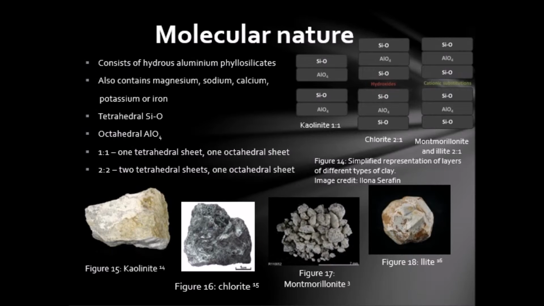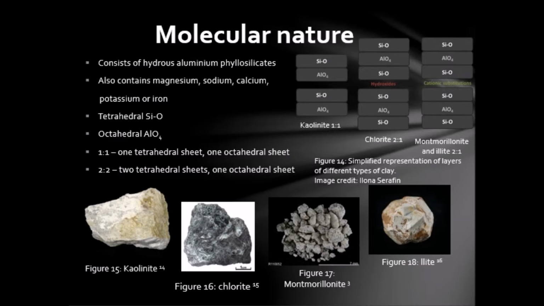Clay consists of hydrous aluminium phyllosilicates and sometimes contains impurities such as magnesium, sodium, calcium, potassium, or iron. It's composed of sheets of tetrahedral silicate linkages, SiO4, and octahedral coordinations of aluminium oxide, AlO6, and other minerals. Clays are classified into two main categories, 1-to-1 and 2-to-1. 1-to-1 means that there is one tetrahedral sheet and one octahedral sheet in each layer, and 2-to-1 means that there are two tetrahedral and one octahedral sheets in each layer.